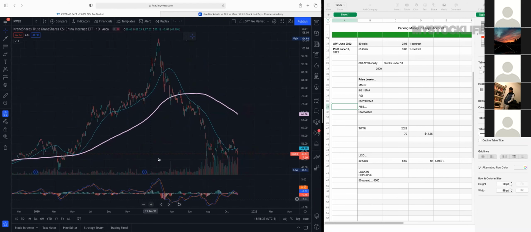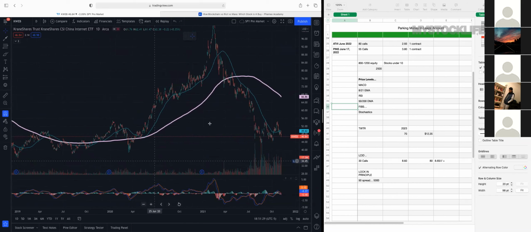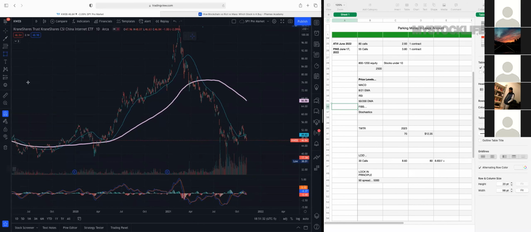You can see the KWEB, Ricky has the chart on the screen. You can see it's making a base there now. So if Chinese names decide to wake up, that will be one to keep an eye on.